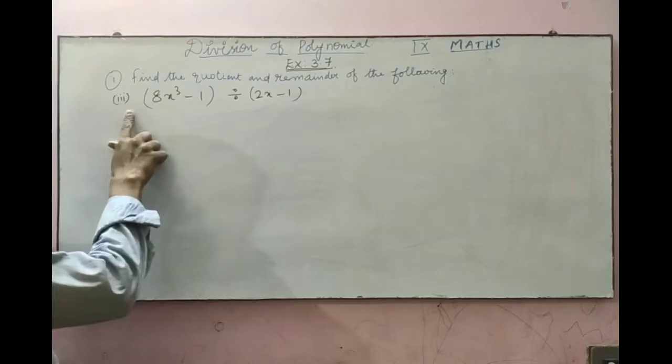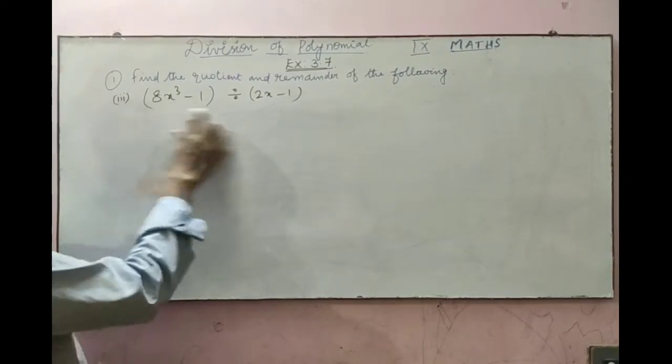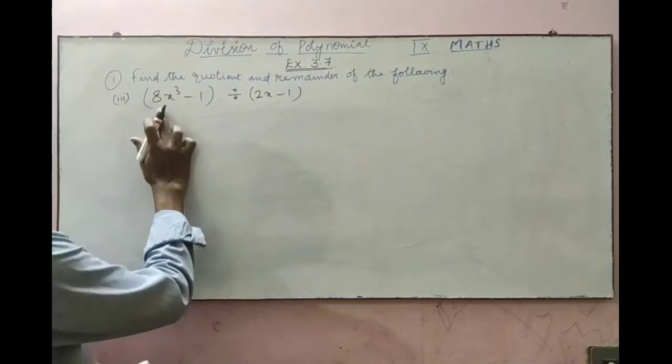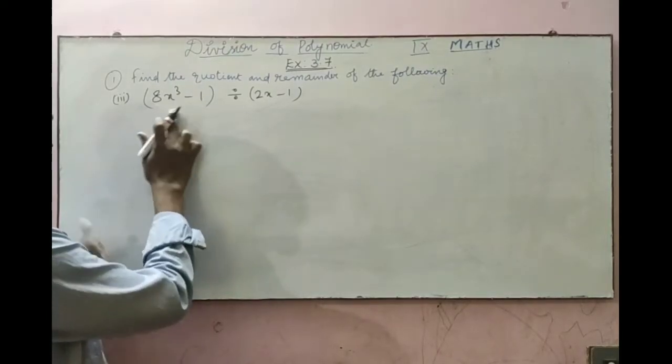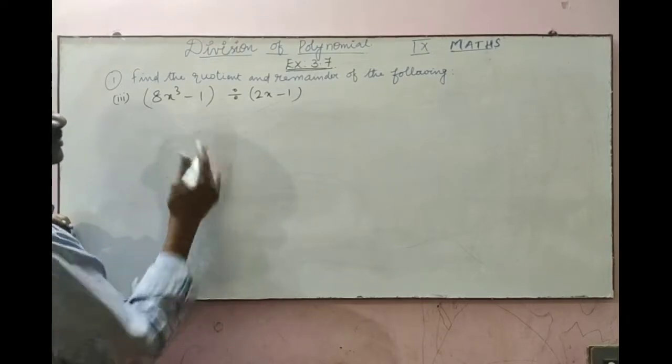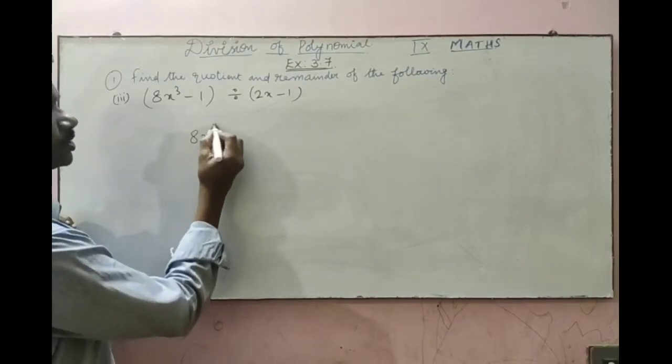Next, the second subdivision, you do that as homework. I am going to do the third sum. The third sum, we have 8x cube minus 1. This is also a cubic polynomial, but we have two terms missing here. What are the two terms?